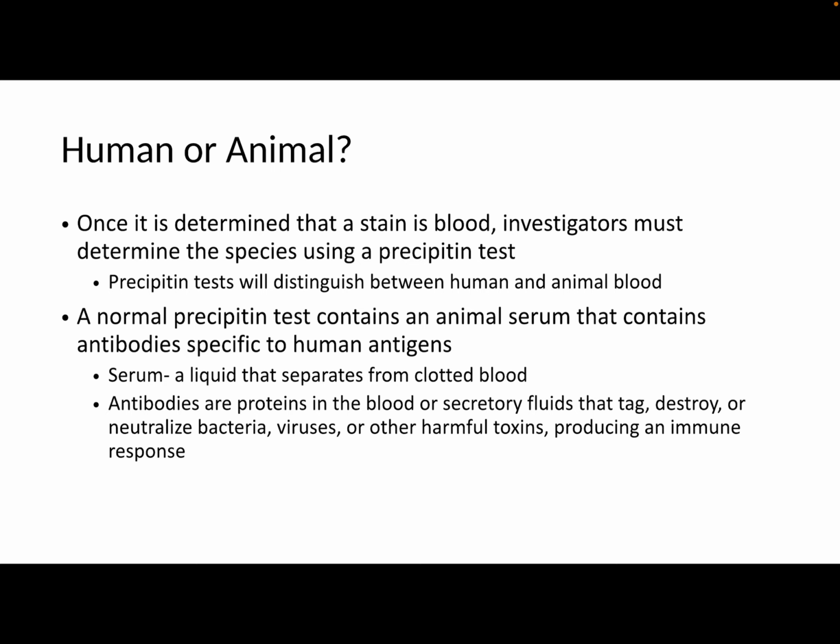Antibodies are proteins in our blood or other secretory fluids, so it can be in sweat and things like that, that tag, destroy, or neutralize bacteria, viruses, or other harmful toxins, producing an immune response. So what that means is we said it's an animal serum that has antibodies for human antigens. So whenever it comes in contact with human blood, there is a reaction that we see. Whereas if it is animal blood, we will not see a reaction.